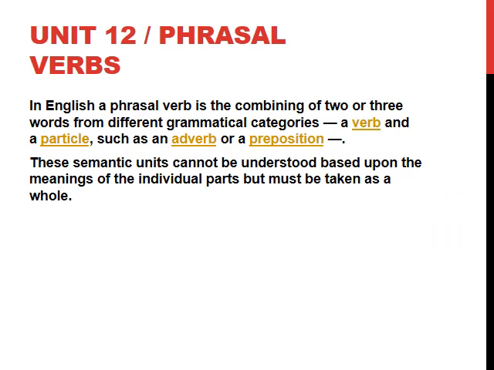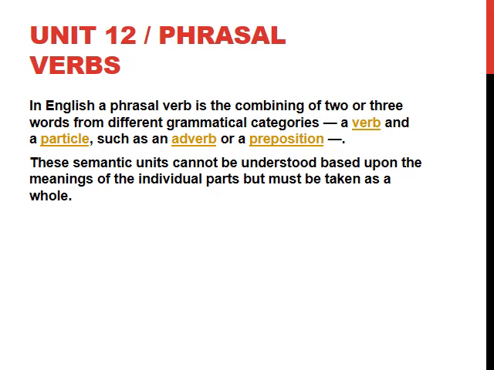By moving to Unit 12, we have phrasal verbs. To shed the light on phrasal verbs, we can say that in English, a phrasal verb is a combining of 2 or 3 words from different grammatical categories: a verb and a particle, such as an adverb or a preposition. So what do we mean by phrasal verb? Phrasal verb, it's a combination of 2 items. The first one is a verb, and the second one is either an adverb or a preposition.